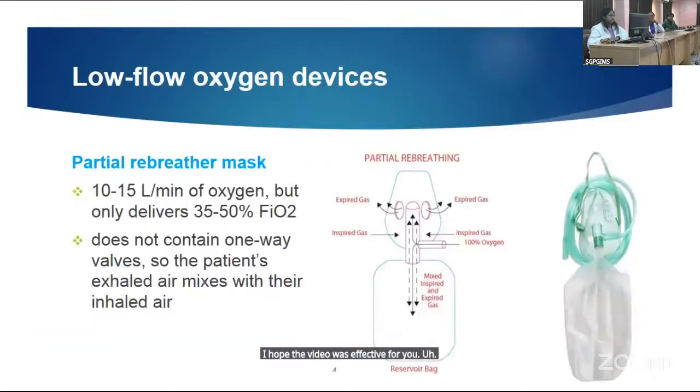Now we will talk about the partial rebreather mask. Through a partial rebreather mask, we can provide 10 to 15 liters of oxygen per minute, but it only delivers 35 to 50% FiO2. See, what is the problem here? The valve which was provided in the NRBM mask is not here, and see, it does not contain a one-way valve, so the patient's exhaled air mixes with the inhaled air.